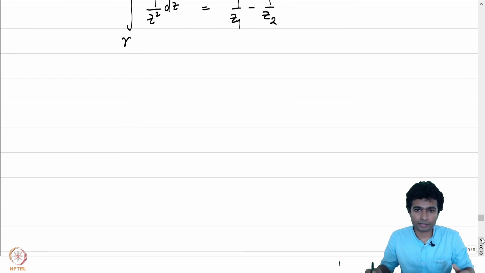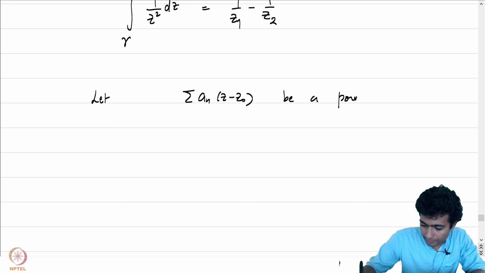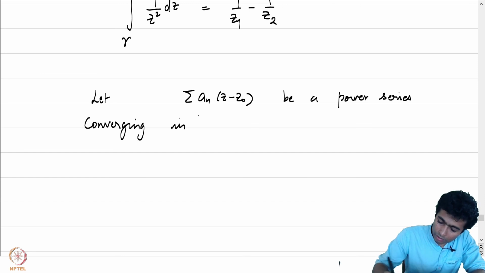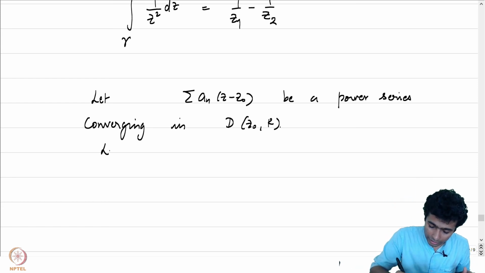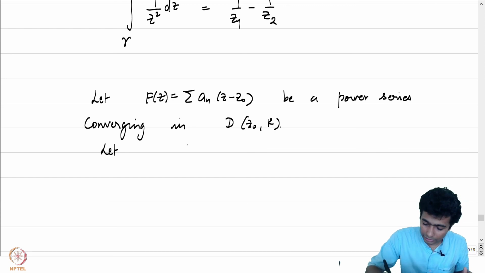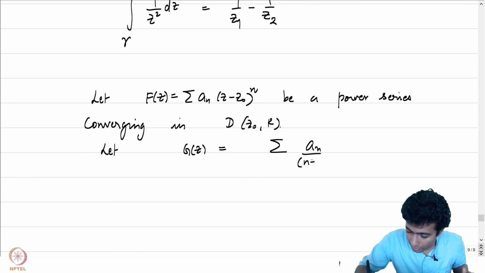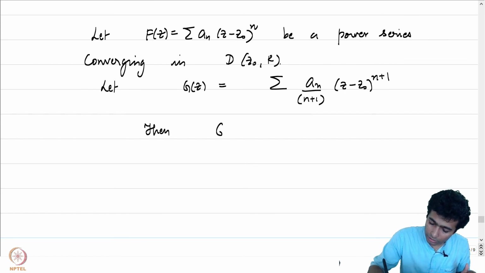Let's now consider some power series in its domain of definition. Let the summation of a n times z minus z0 to the power n be a power series converging in D(z0, R). So that means R is the radius of convergence of this power series. So this is capital F. Let g of z be equal to the summation of a n by n plus 1 into z minus z0 to the power n plus 1. And we have g prime of z is equal to capital F of z.